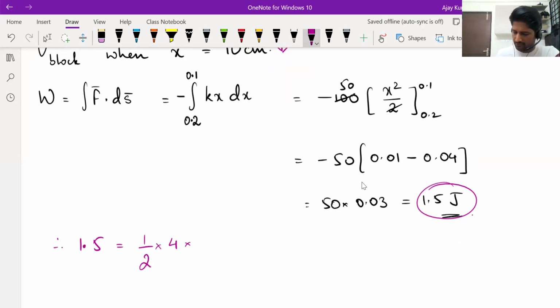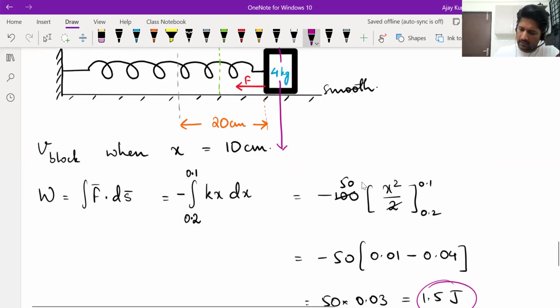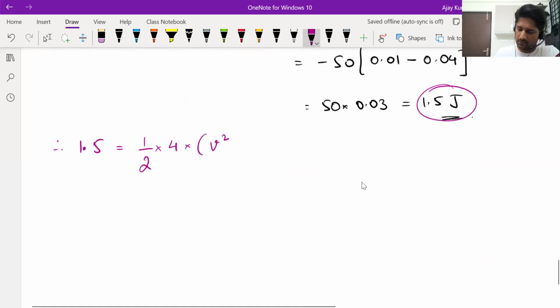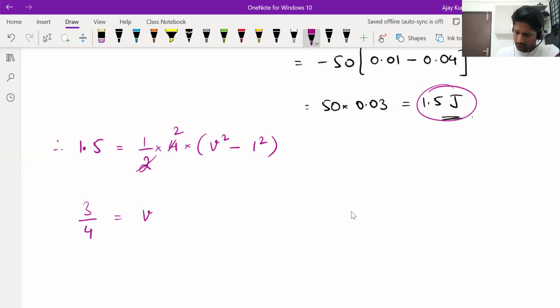Mass of the block this time is 4 kg. And v square, that is the final speed squared, minus u square, the initial speed squared. Initial speed is 1 meter per second. That was given to you in the problem. 1.5 is 3 by 2. Send the 2 this side. It becomes 3 by 4 is equal to v square minus 1. That means v square is 3 by 4 plus 1, 7 by 4. So v becomes whole under root 7 by 4, or simply root 7 by 2. Okay.